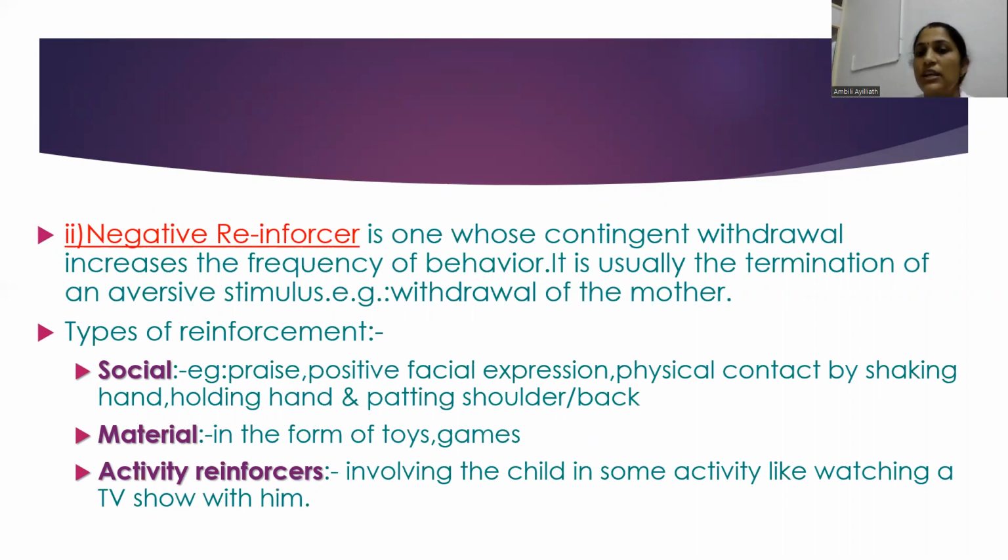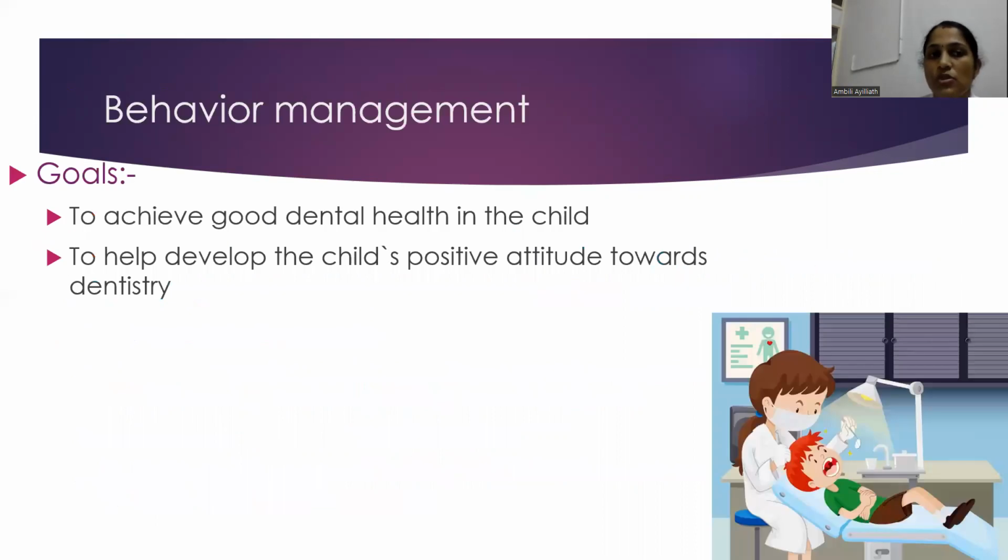Types of positive reinforcement include social, material, and activity reinforcers. Social, in cases like when we praise the child, give a smiling gesture, shake hands, pat, and tell them very good. That becomes a social positive reinforcer. Material, in the form of toys or involving the child in games. Then activity reinforcers, again, such as watching a TV show with him. So these are the positive reinforcers.